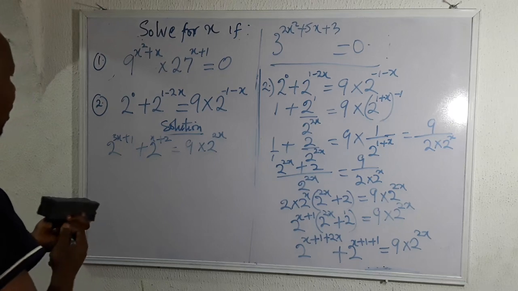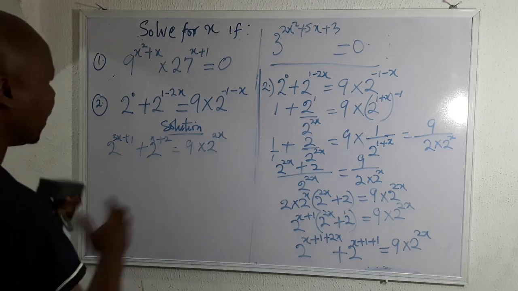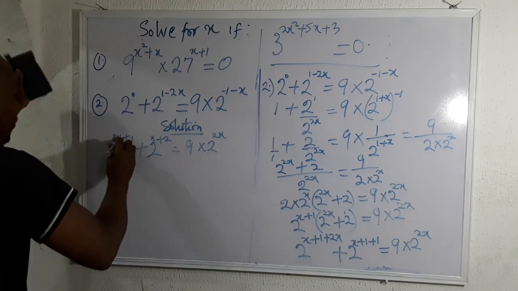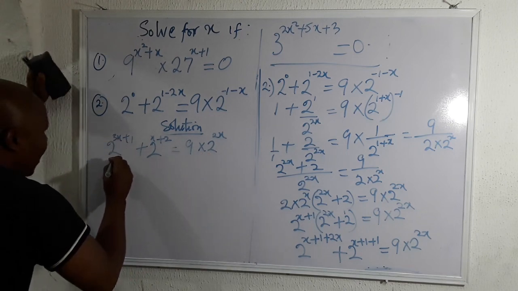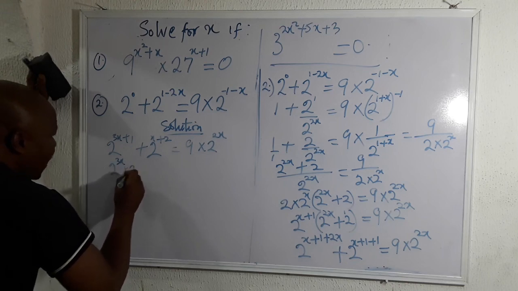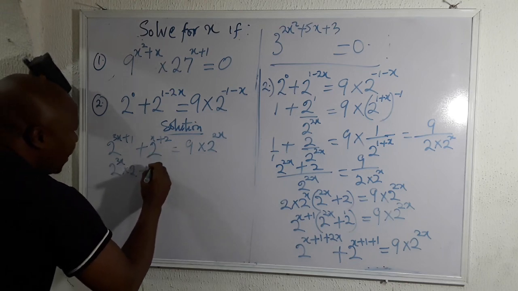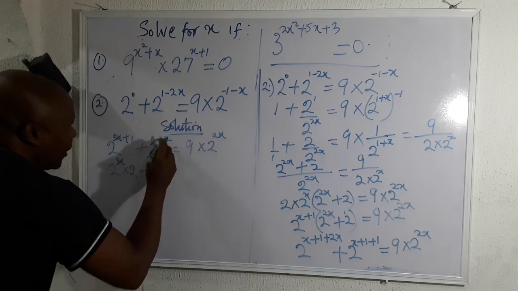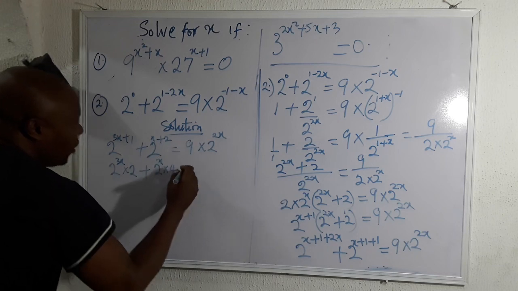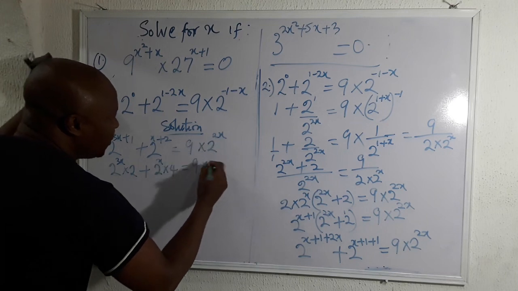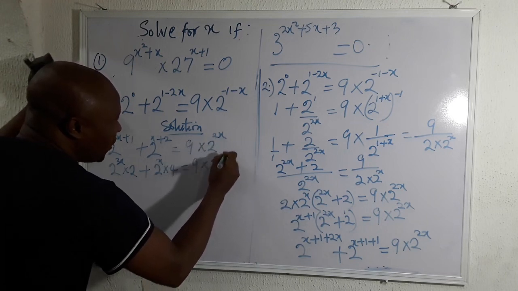All we need to do is rewrite this as 2 raised to the power 3x times 2, plus 2 raised to the power x times 2 raised to the power 2, which is 4, then it is equal to 9 times 2 raised to the power 2x. Let's leave it at that.